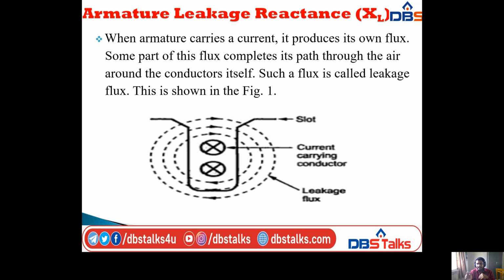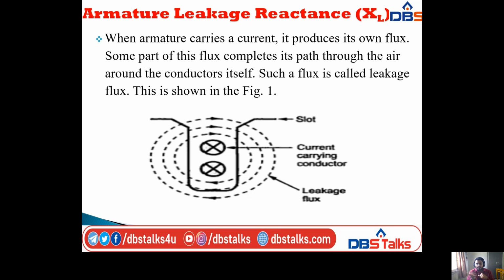Some part of this flux completes its path through the air around the conductors itself. Such a flux is called leakage flux. You already know this. If you see this diagram, here I am taking one slot. It consists of a current carrying conductor indicated with a circle with the X mark, that is the into mark. Surrounding that we have three circles with dotted lines and arrows. This is the leakage flux.